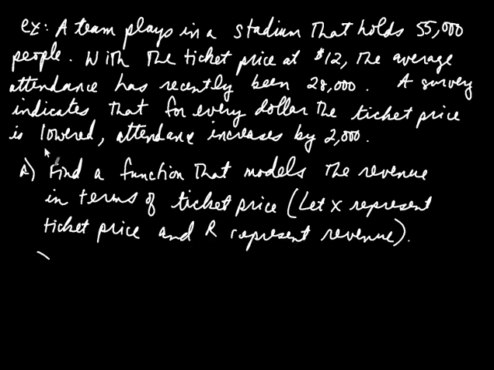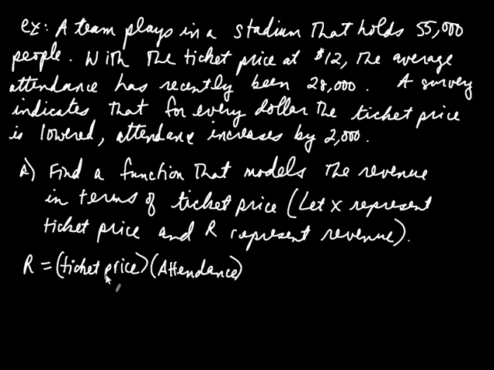Okay, the revenue is the money taken in from the sales of tickets, right? So the revenue, which we're denoting as r, is the ticket price, so how much does a ticket cost, multiplied by the attendance, the number of people in attendance. So for example, if the ticket price was $2 and there were 10 people that attended, you'd have revenue of $20 brought in. Okay, so this is going to be our revenue function.